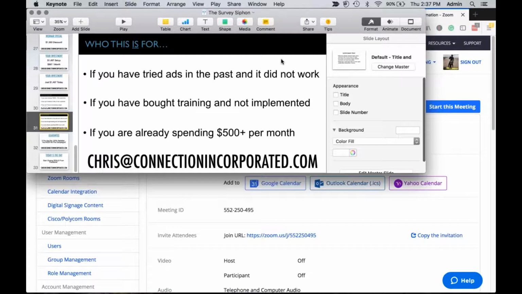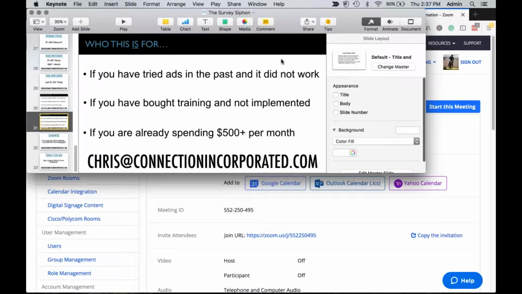So who this is for, if you've tried ads in the past and it didn't work, come on over. We've got this stuff dialed in. We know how to generate the leads for you. We know how to set Siphon campaign up for you, the chat bot, the always open house. We've got the campaigns for you. It's just a matter of getting them working in your business.